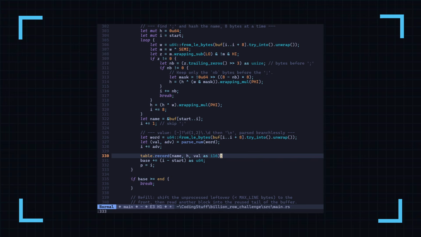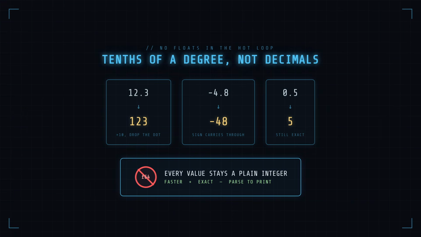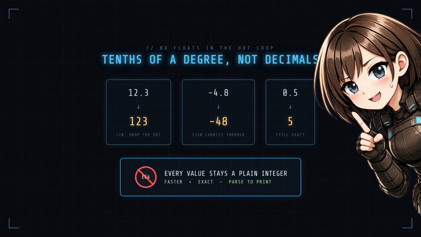That integer detail is important. The input looks like floating point numbers, but I never actually store them as floats. Since every temperature has exactly one decimal place, I store everything as tenths of a degree. So 12.3 becomes 123, negative 4.8 becomes negative 48, and 0.5 becomes 5. That keeps the hot loop in integer arithmetic, which is faster and exact.